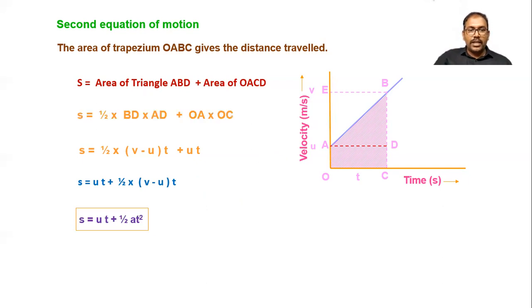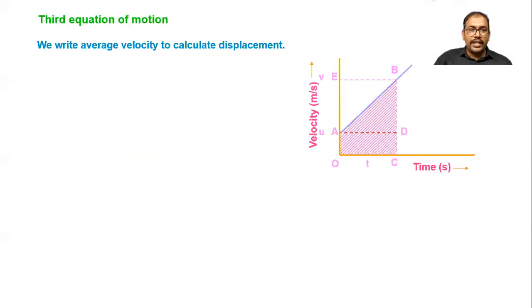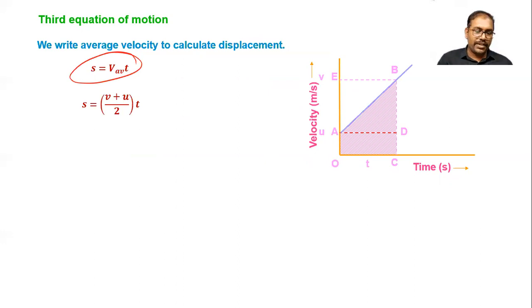Now in a similar manner, the third kinematical equation we can also obtain. So we write average velocity. Average velocity is displacement divided by time, so displacement is equal to average velocity into time. Average velocity is v plus u by 2. So s is equal to v plus u by 2 into t.